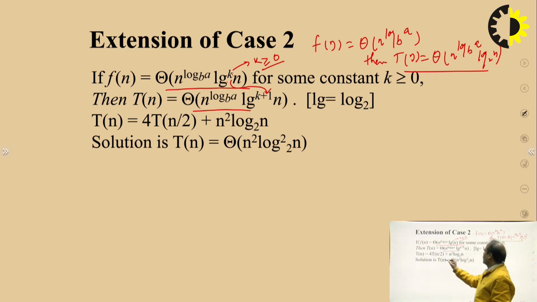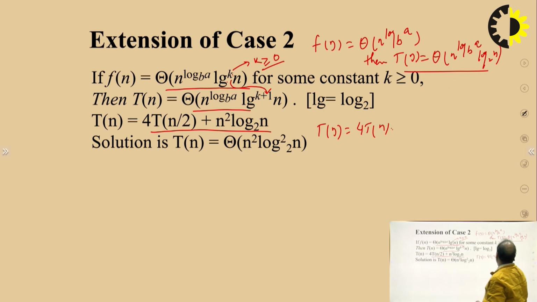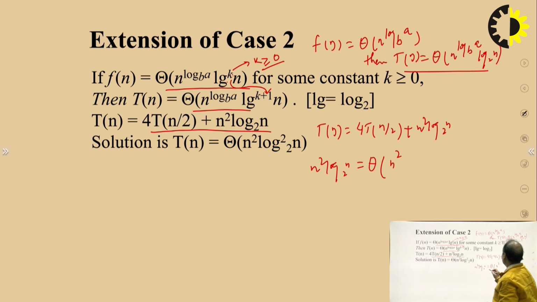For example, let's say this question. If we take this question, T(n) = 4T(n/2) + n² log n, we have seen that case 3 was not applicable to this recurrence. So n² log n base 2 is theta n² log¹ n, so we can check that here k equal to 1. Clear? So k equal to 1.